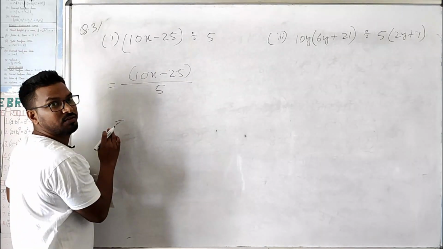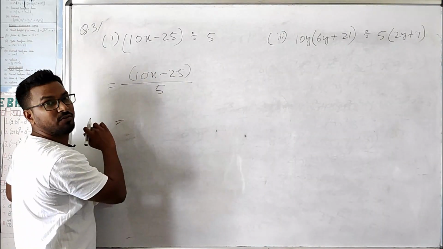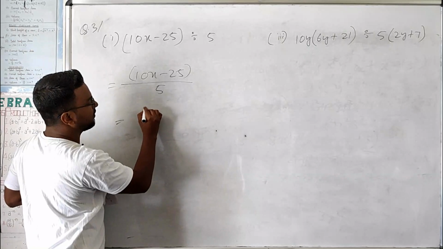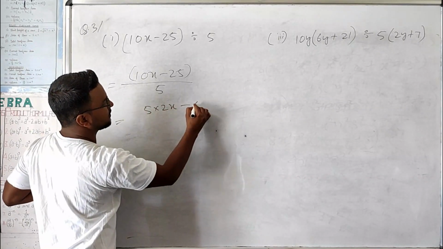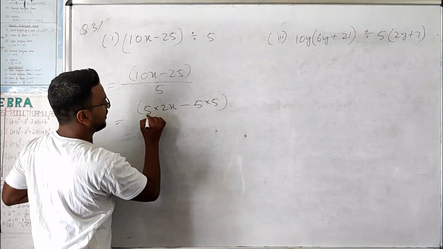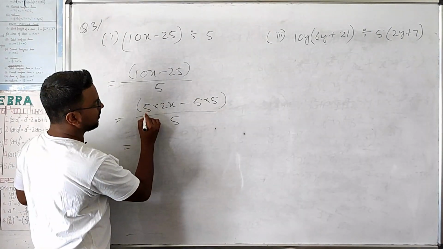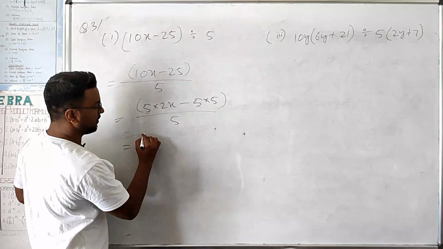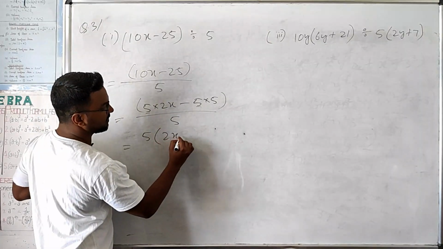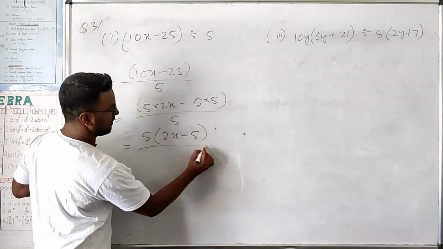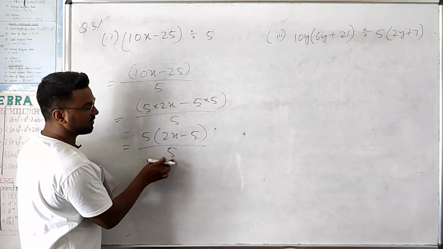What is the common factor? Both are divisible by 5, right? So this can be written as 5 into 2x minus 5 into 5, divided by 5. So minimum common factor is 5. Take it out. What will be left? 2x minus 5 will be left. Divide by 5. So you can cancel this.